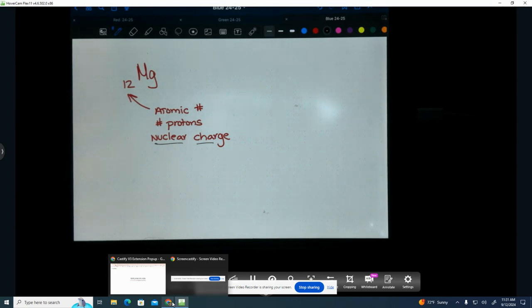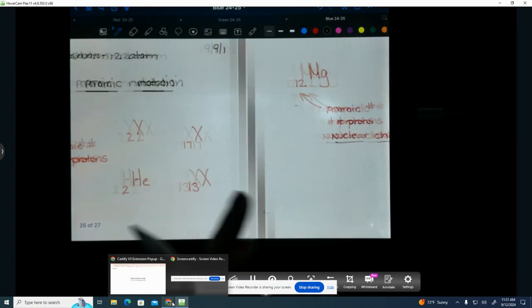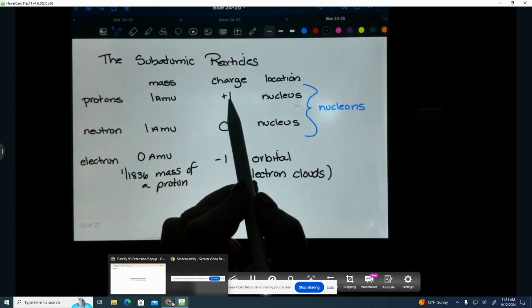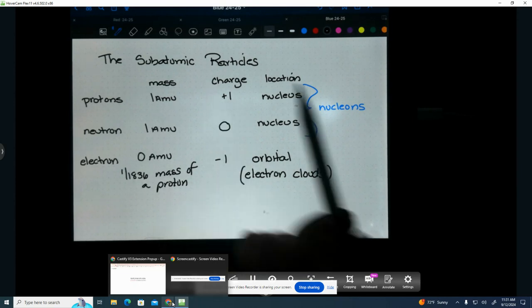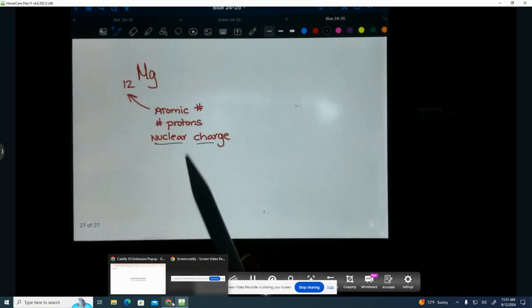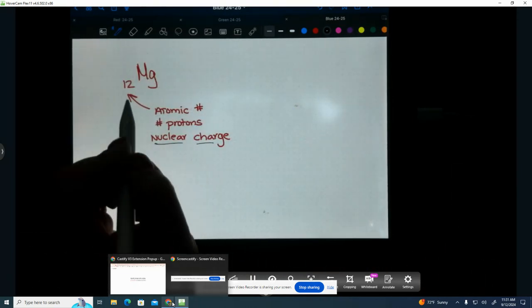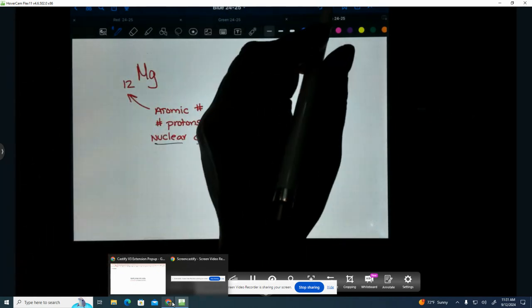No. If it says, how many protons does magnesium have? You're going to say 12. If it says, what is the nuclear charge of magnesium? You're going to say 12. Now, I would personally say positive 12 because the charge on a proton is positive. So it is a positive 12. So that's three things that number is telling us about.